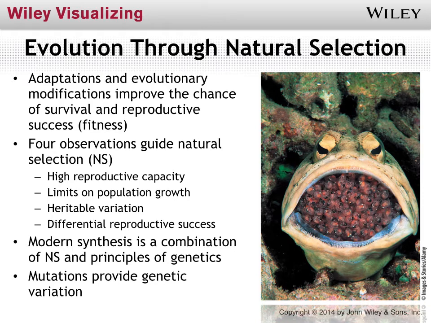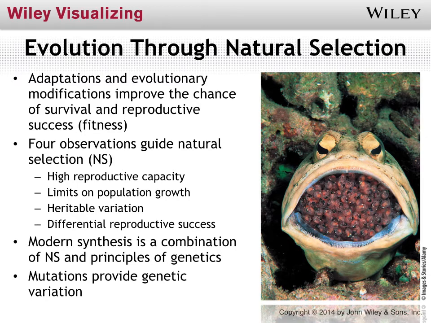So any adaptation that a plant or animal has, and any evolutionary changes that plant or animal gets over time that improve their ability to survive, means they're more likely to reproduce, and that means they're going to be successful, or they're going to be more fit for the environment they live in.